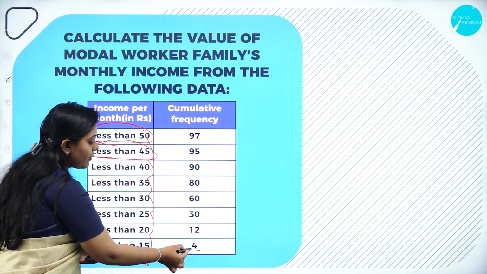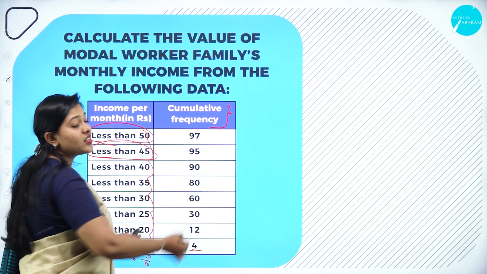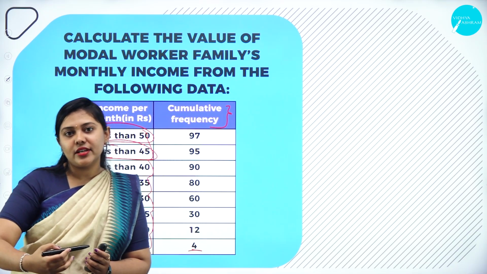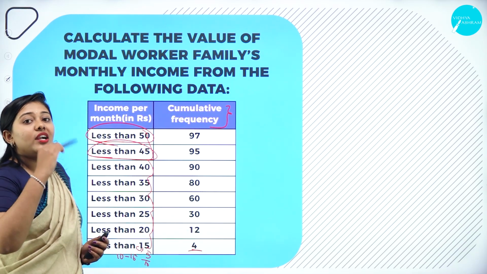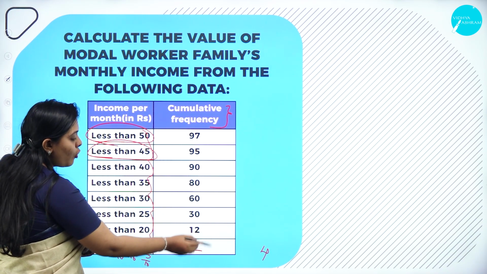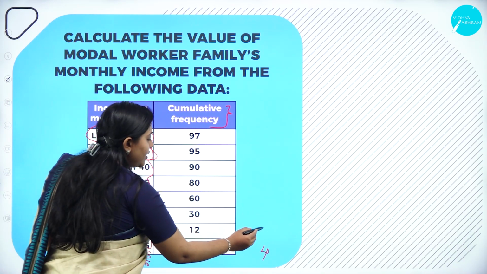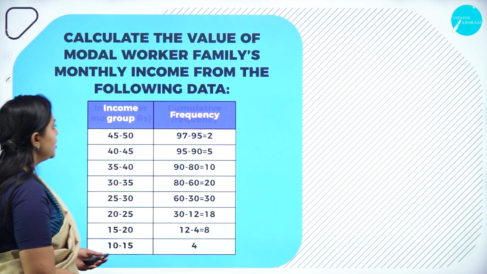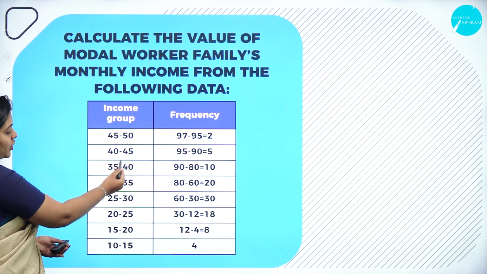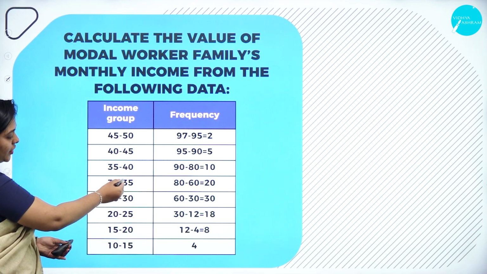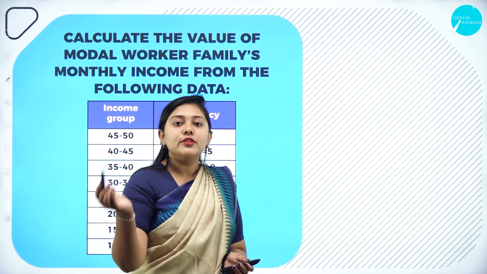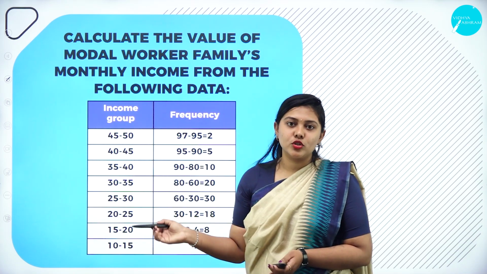They have also given cumulative frequency. What is cumulative frequency? Cumulative frequency means adding, so they have added the data. We have to convert that into frequency. How can we convert? This is 4. 12 minus 4 will be 8. Moving forward, we have converted that into a frequency table, and we have also converted the cumulative frequency into frequency.